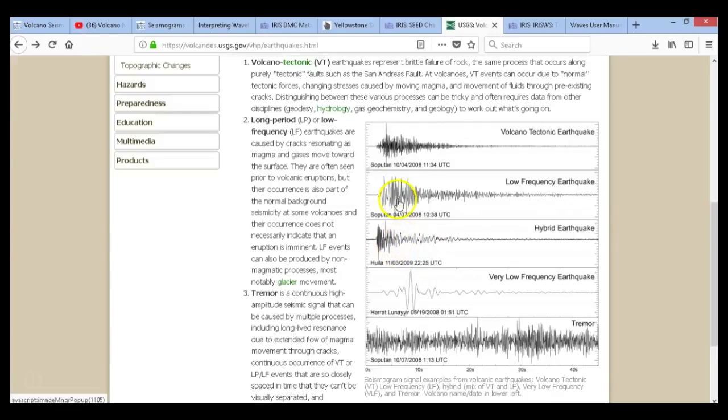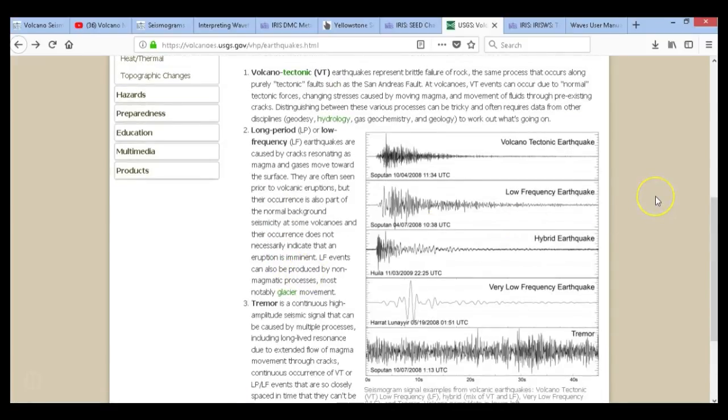Number 2, long period or low frequency earthquakes. These earthquakes, which I have to say have been seen every now and then at Yellowstone, and hybrid events. This is what I've been seeing recently. These 3, VT, low frequency, and hybrid events, have been occurring at Yellowstone the past few years. They are earthquakes that are caused by cracks resonating as magma and gases move towards the surface.